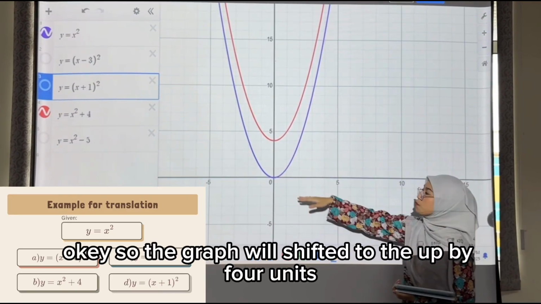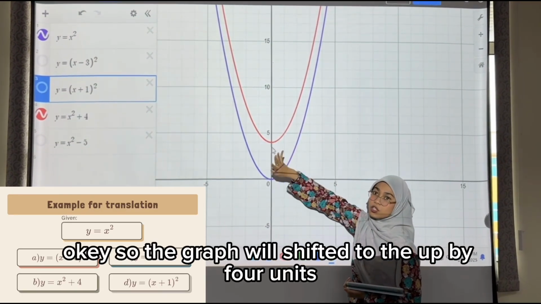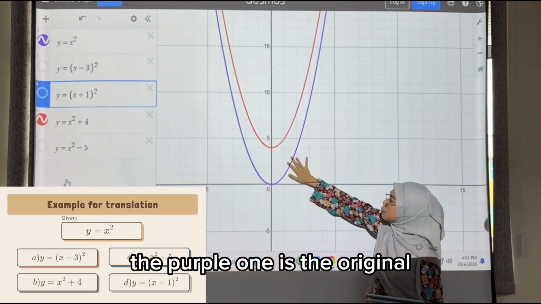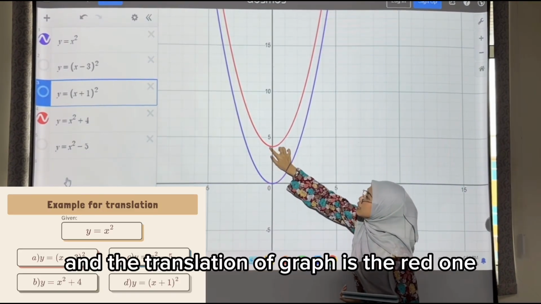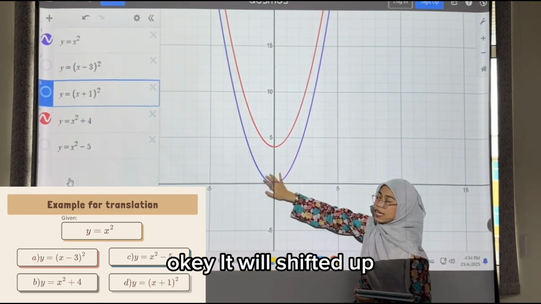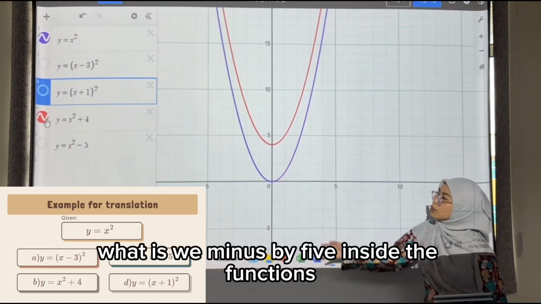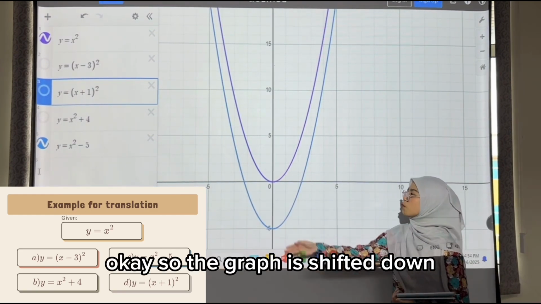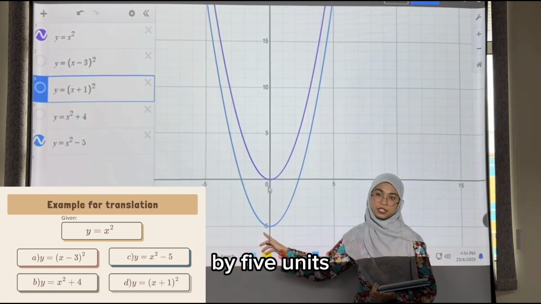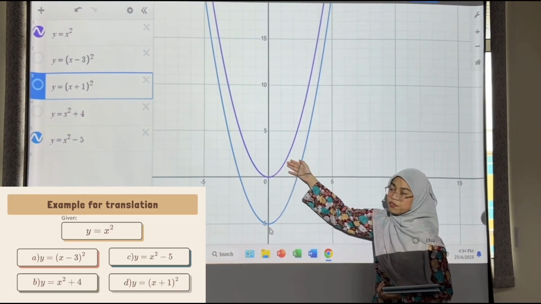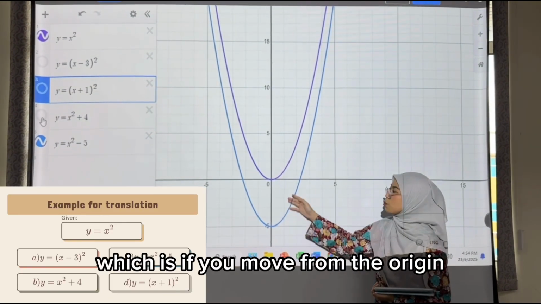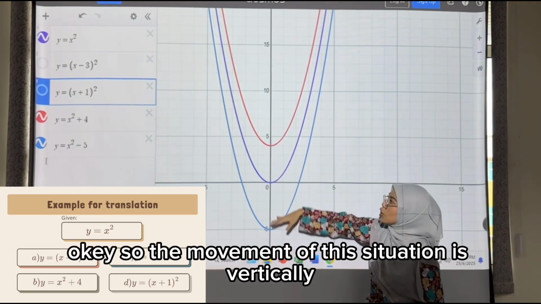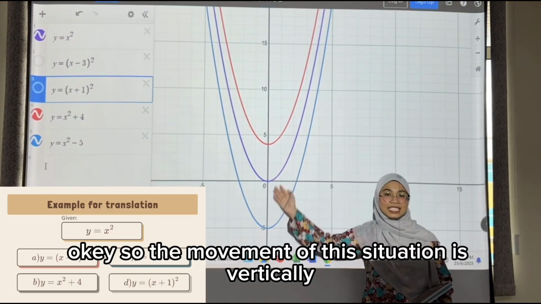Let's see what happens to the graph if we add 4 outside the function. The graph will shift up by 4 units, from 0 to 4 units. The purple one is the original, and the translation of the graph is the red one. We shifted up. What if we subtract 5 outside the function? The graph will shift down by 5 units. This is the original graph, and this is the translation of the graph, moved from the origin 5 units down. So the movement of these two equations is vertical.